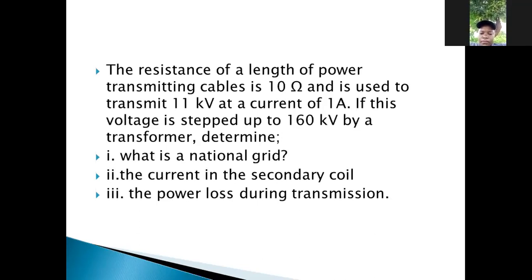If you use your calculator, you should get something like 11 divided by 160, which should give you something like 0.06875 amperes. And then you can also calculate the power loss. Remember, the power loss is calculated using I squared R. So the current you have gotten here is 0.068, multiplied by the resistance. You can see the resistance is 10. So with I squared R, you can get the answer.